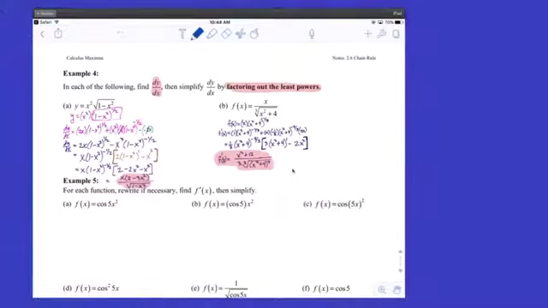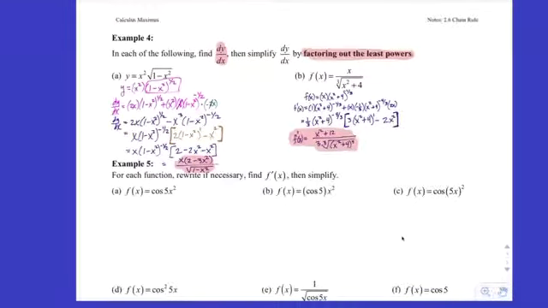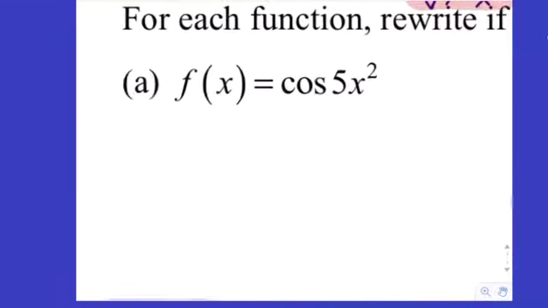All right, so here we go. Example 5 on section 2.6, the chain rule. These questions all kind of look similar to each other, but they're all very subtly different. All right, so we're finding f prime and then simplifying.